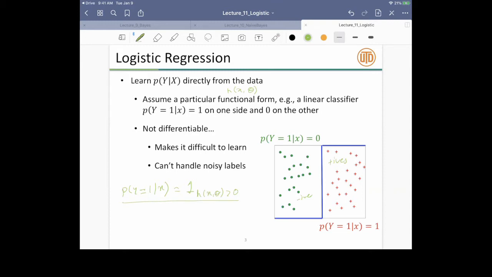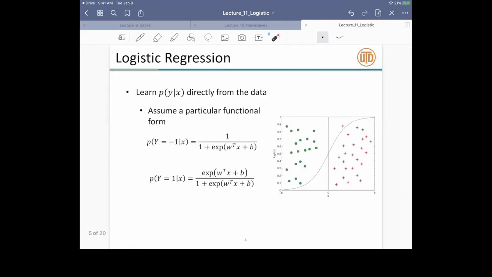The other issue with this is that we could easily overfit here, particularly if H is a little bit more complicated. It would be difficult to handle noisy labels, because even if a label is noisy, we are still assigning a probability of 1 or 0 based on the training data. So it often makes sense to apply a more natural functional form here.